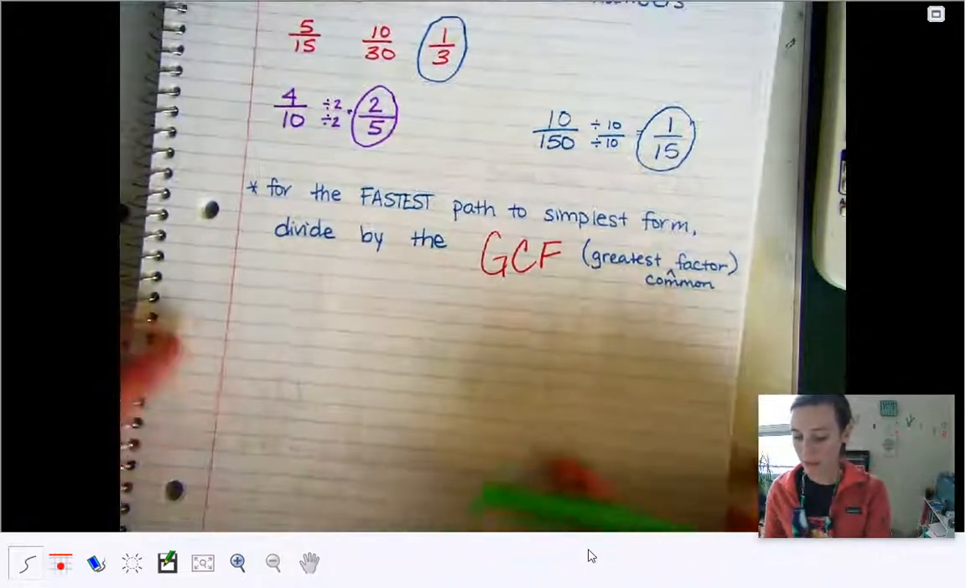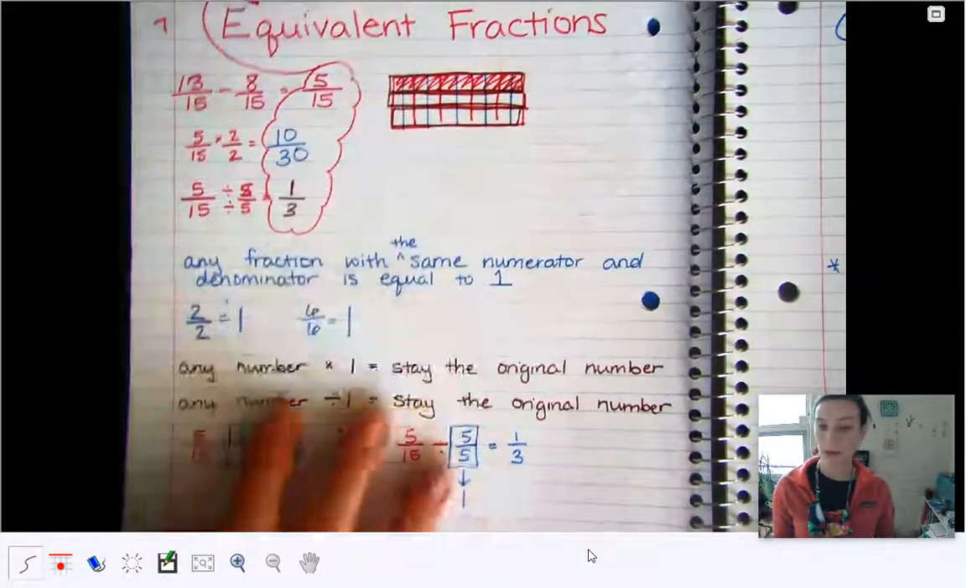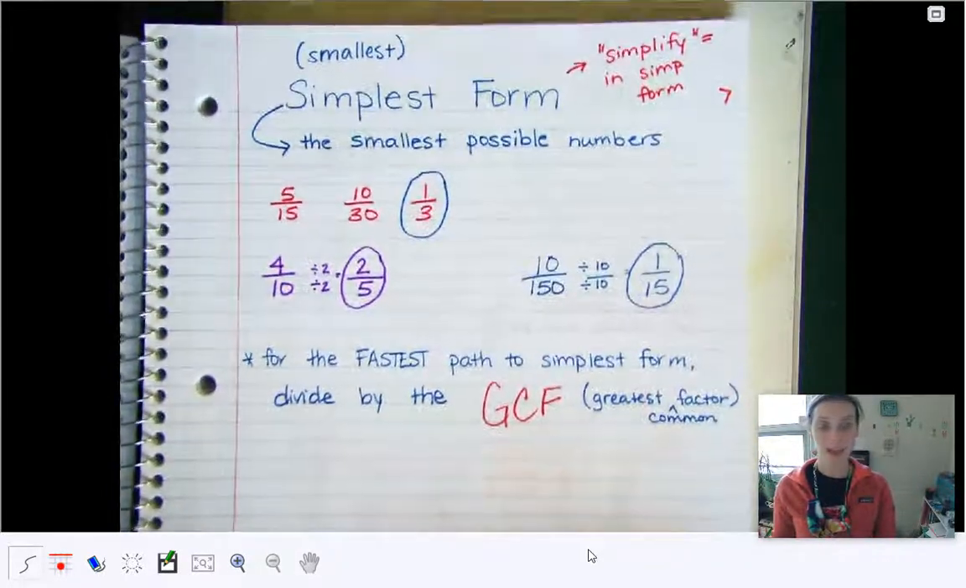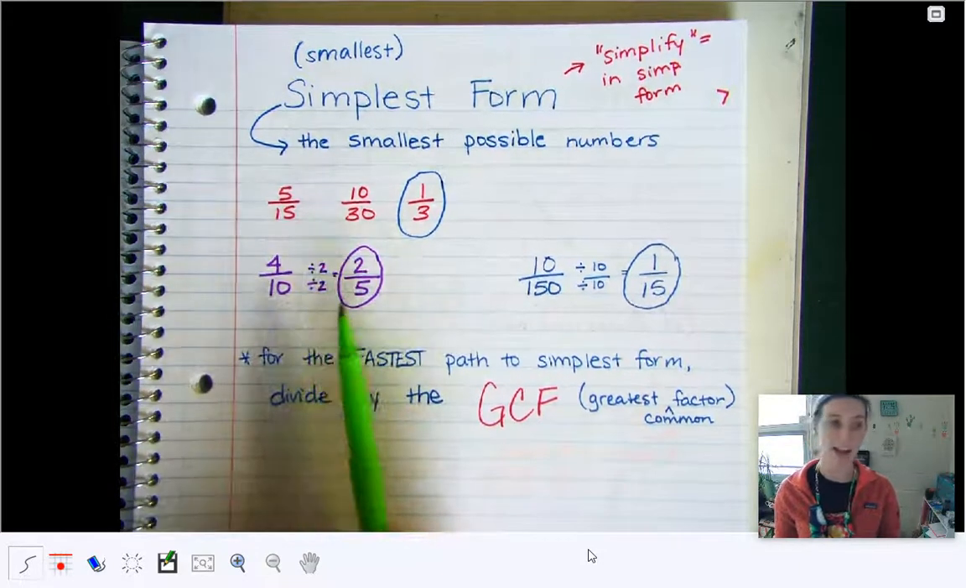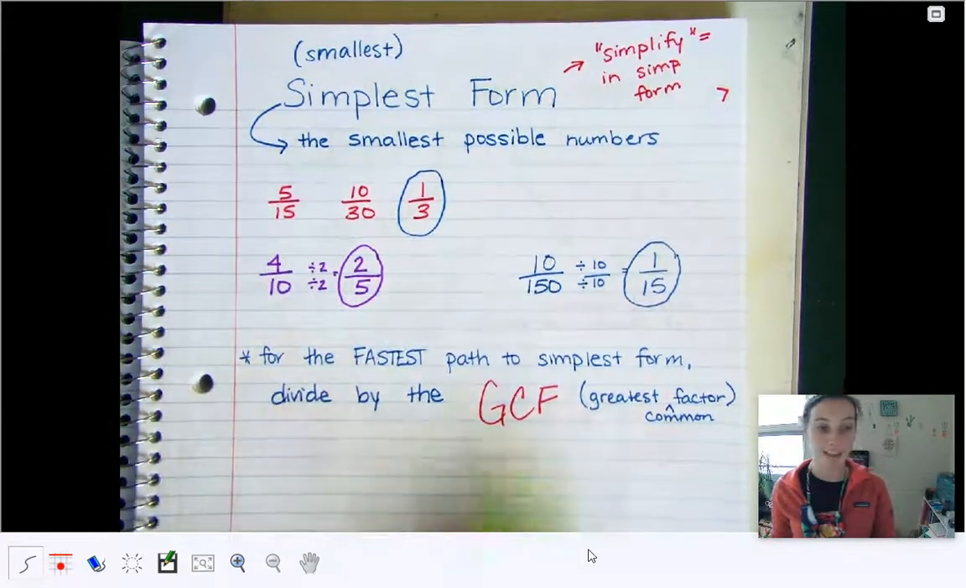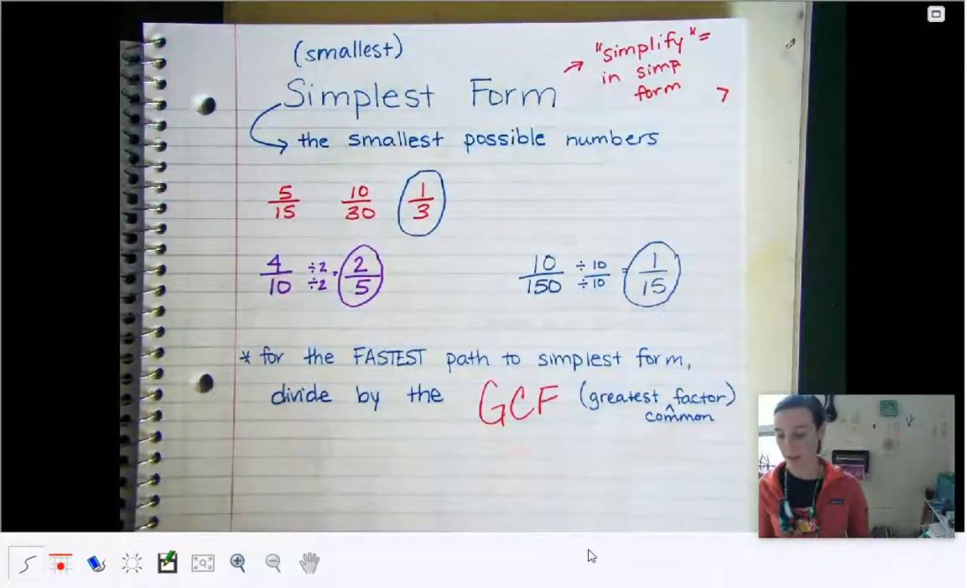Let's mosey on over here. If when we were making an equivalent fraction, you were like, I don't remember what she was doing, this would be a page for you to review. If after, when we had to go simplify, you were like, wait, what? This would be the page for you to review. So the important thing is that we're dividing by a common factor, and for the fastest path to the simplest form, we want to divide by the greatest common factor.